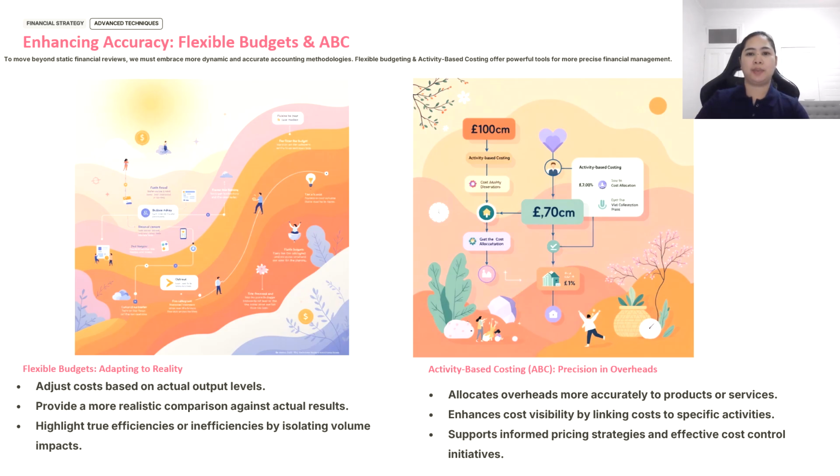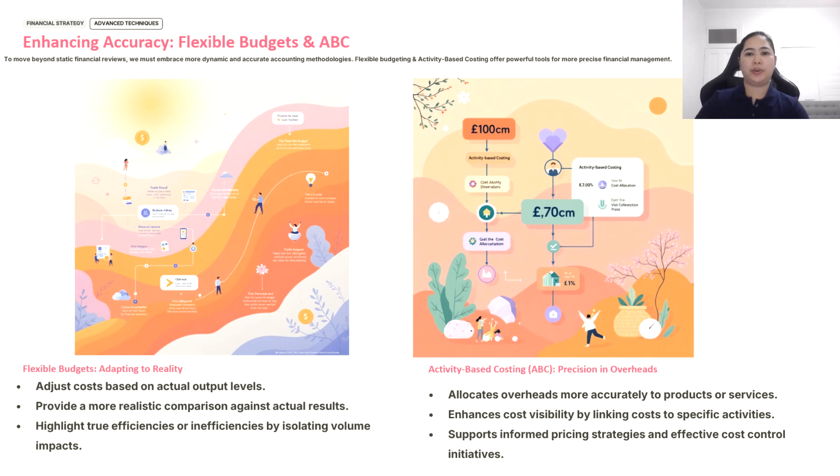By recalculating budgeted amounts using real output or usage levels, flexible budgets provide more accurate performance comparisons, separate volume effects from cost control issues, help managers make better and faster decisions, and reduce the unfair blame that comes from unrealistic static targets. Flexible budgets adjust costs based on actual output levels, ensuring that budgeted figures reflect real operating conditions.